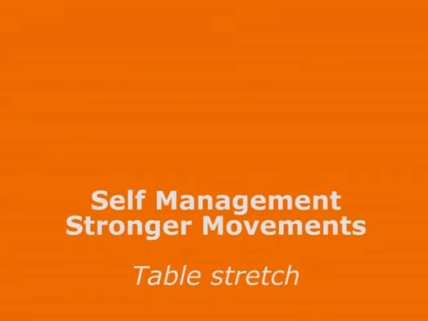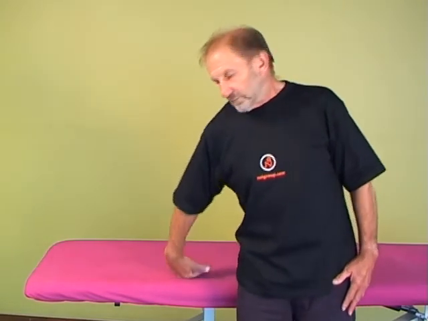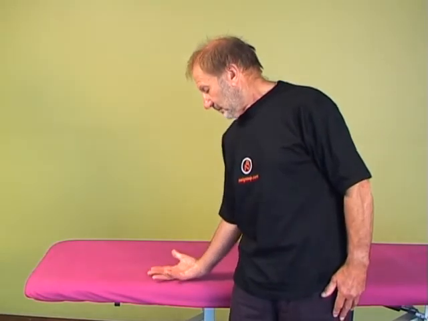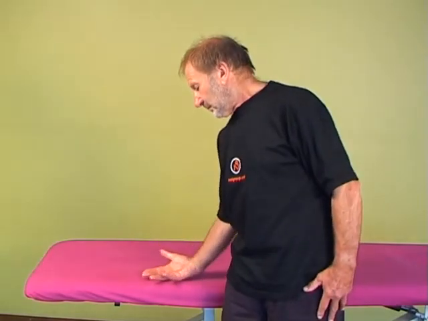Self-management, stronger movements, a table stretch. Note here, I've got Dave to put the back of his hand on the table and then to try and rotate it. In that position there, as he's internally rotating, the radial nerve will be quite strongly mobilized.